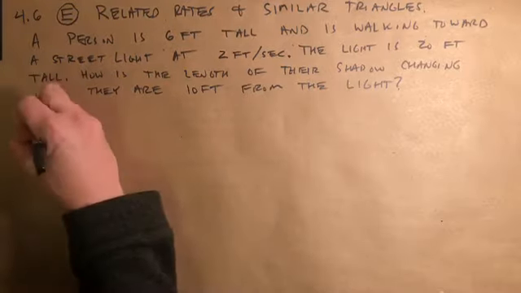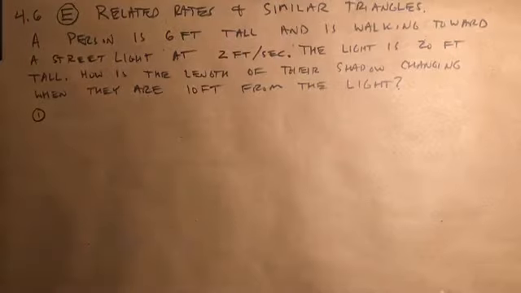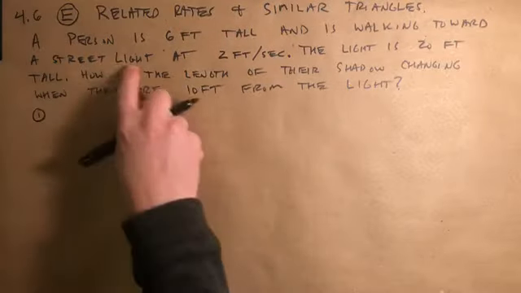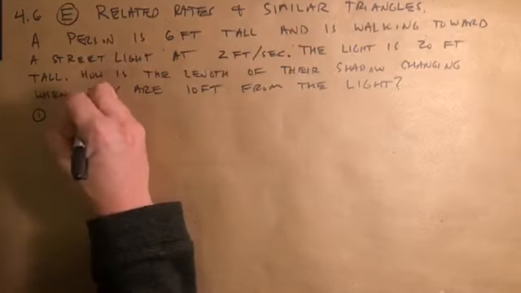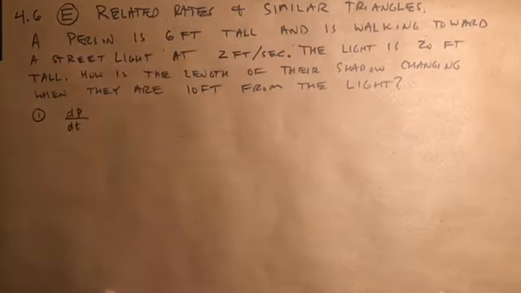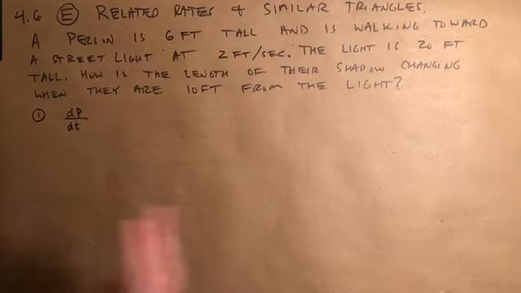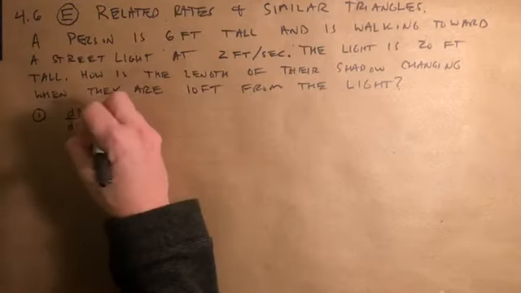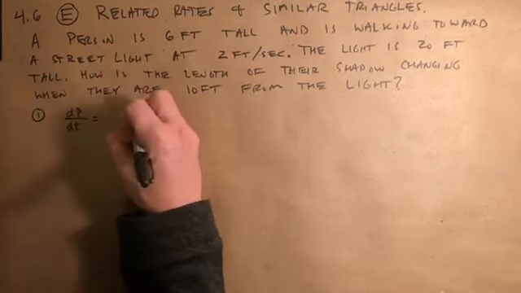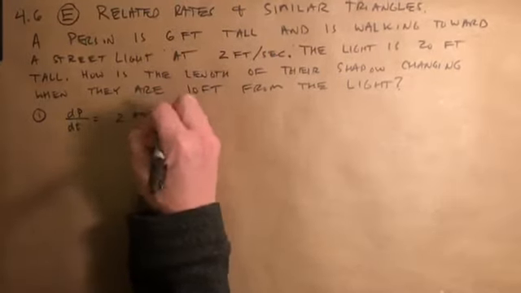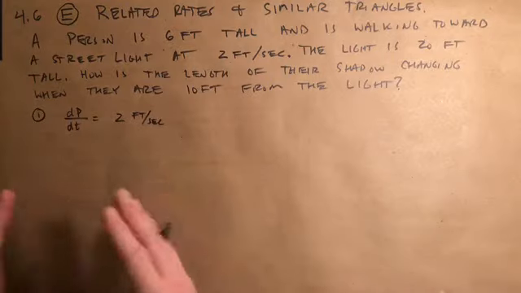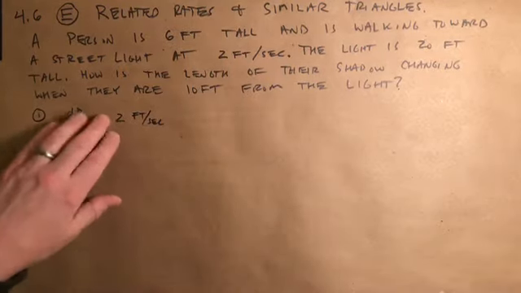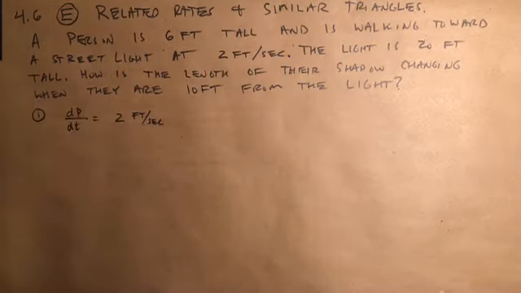So, what are we looking for? What are we given? We're certainly given this 2 feet per second, and I'm going to call that dp dt. And p will be the person's distance from the light, and I'm going to make this just 2 feet per second. And I'm not sure if that's going to be positive or negative. They're walking toward the light, but I'm going to wait until my diagram before I fill in that spot, but I'm thinking about it.